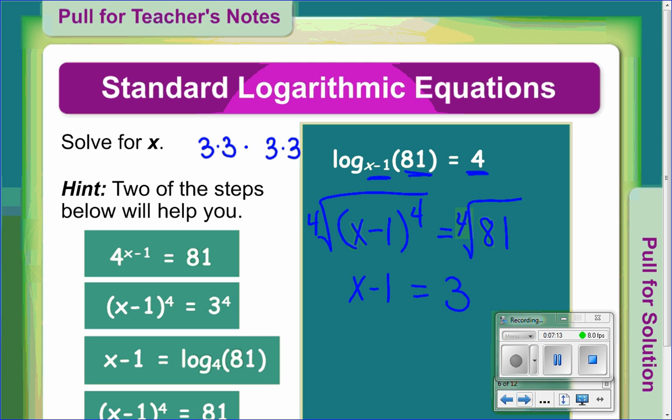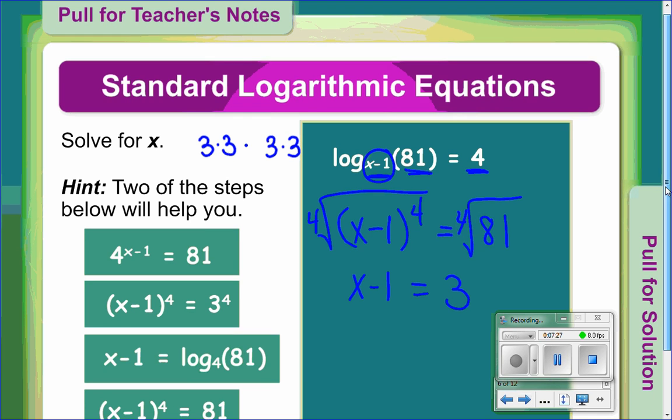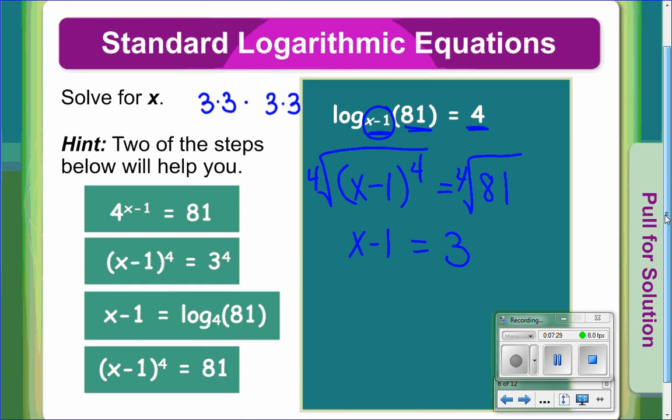And again, because we're using an even root, often we would use a plus or minus here, but because we're dealing with a base, our base with logarithms is always going to be positive. So x minus 1 is equal to 3. We're just going to add 1 to the other side, and we'll get x equals 4.